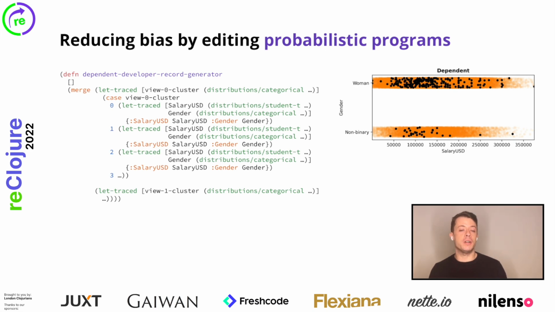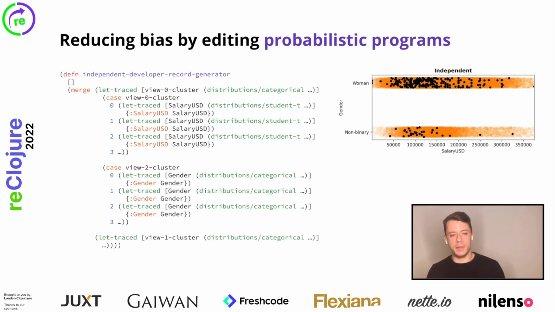On the right, we have a jitter plot where the y-axis is gender and the x-axis is salary. And as before, the black dots are real data from the survey and the orange dots are synthetic data. Now here's the program after making the change with its corresponding jitter plot. Now I'm going to flip back and forth quickly between these 2 slides so you can see the difference in the simulated values coming out of this probabilistic program in the plot on the right.